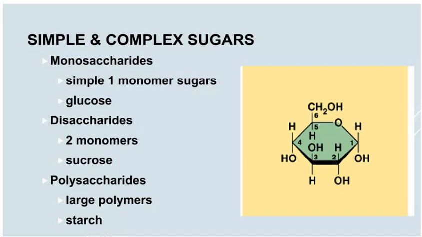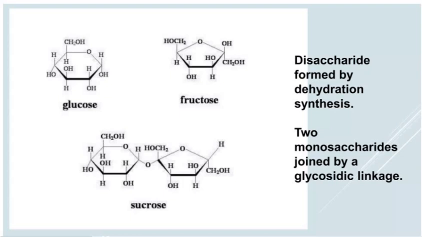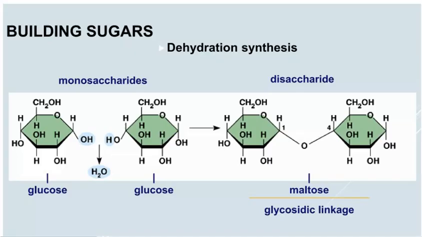So simple and complex sugar. Monosaccharide, simple 1 monomer sugar, glucose; disaccharide, 2 monomers, sucrose; polysaccharide, large polymer, starch. So look at glucose, fructose and sucrose structure. A disaccharide is formed by dehydration synthesis, and 2 monosaccharides are joined by a glycosidic linkage.